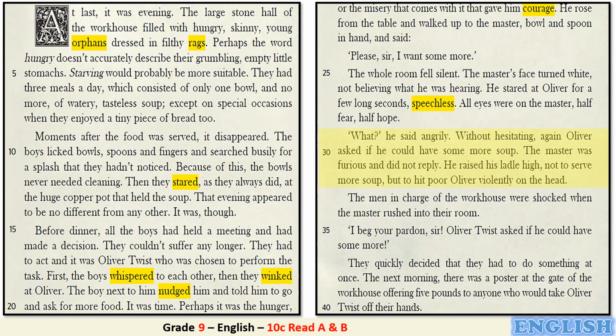"What?" he said angrily. Without hesitating, again Oliver asked if he could have some more soup. The master was furious and did not reply. He raised his ladle high, not to serve more soup, but to hit poor Oliver violently on the head. The men in charge of the workhouse were shocked when the master rushed into their room. "I beg your pardon, sir. Oliver Twist asked if he could have some more." They quickly decided that they had to do something at once. The next morning, there was a poster at the gate of the workhouse offering £5 to anyone who would take Oliver Twist off their hands.